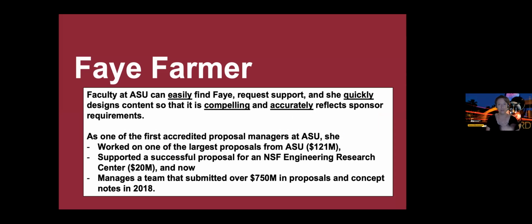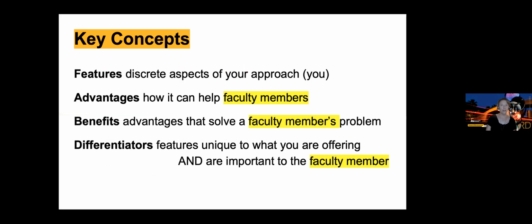Well, if I'm here with the people who are on this call and watching this video, can I do it better? Can I think of the discrete aspects of me and how it can help you as faculty members, and how that advantage can solve your problem? And then can I put those two together, the features unique to me and important to you as a faculty member? So you're my audience, you're my funder. Can I do this with my own skills and abilities? Well, yes, because I wouldn't be in this webinar as deep as I am without being able to do this.